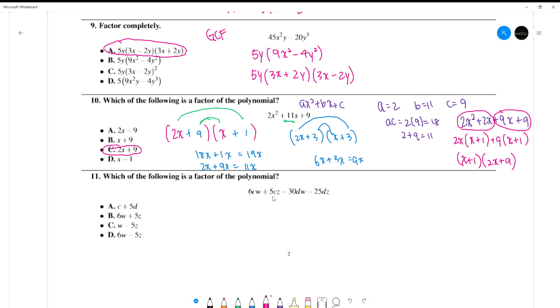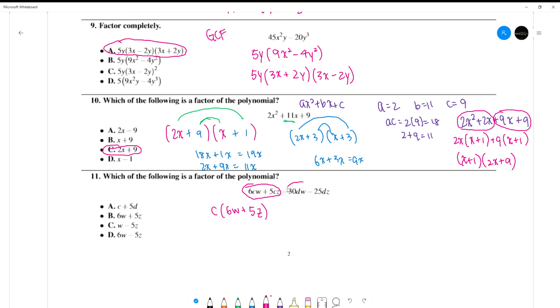So in this next problem, you see a polynomial with 4 terms. And usually those are the ones that they test you to factor by grouping. So again, look at the first group and look for the GCF. For the numerical coefficients, there's no common factor besides 1. And for the variables, there's c. So I'm going to factor the c out, and I get 6w plus 5z.